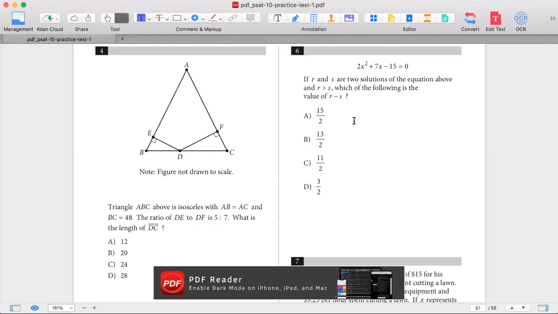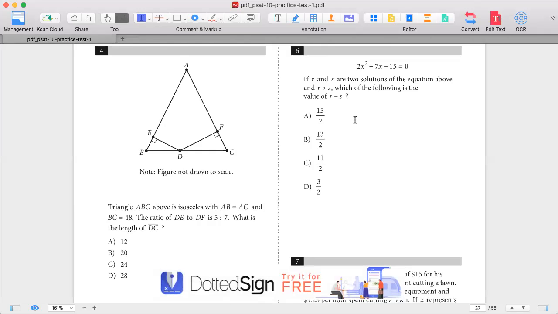Now I have question number 6. I'm going to answer 6 first. I have here 2x squared plus 6x plus 7x minus 15 is equal to 0. If r and s are two solutions of the equation above and r is greater than s, which of the following is the value of r minus s? So I have here a quadratic equation.